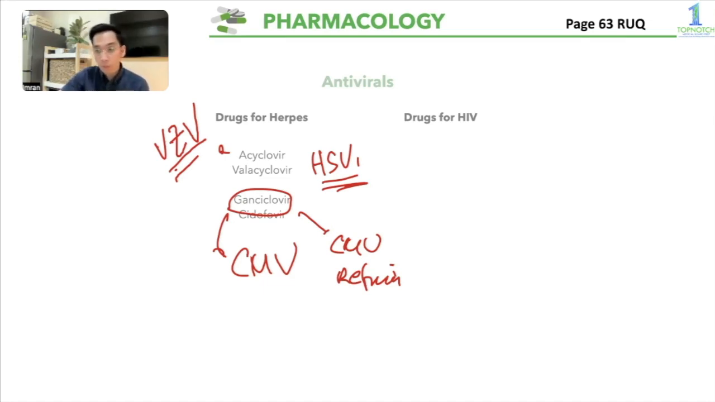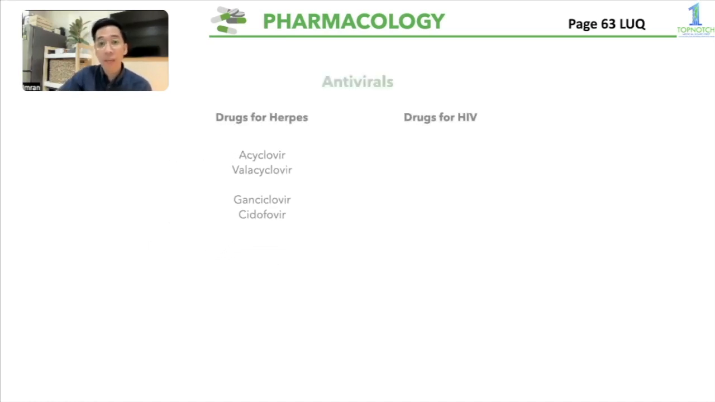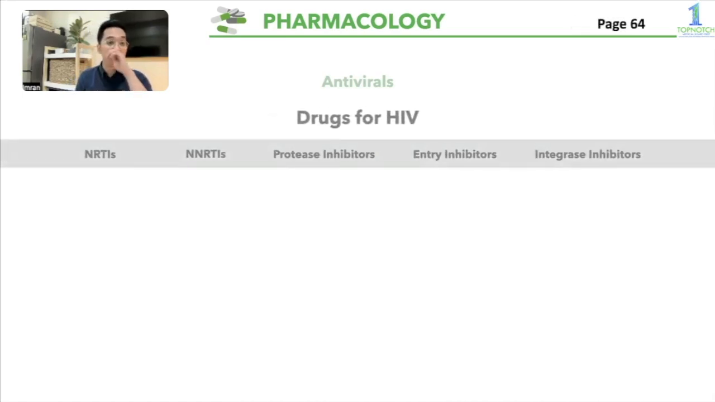Right? CMV retinitis. So, those are for the treatment of your cytomegaloviruses. Alright? So, next, punta tayo sa ating drugs for HIV. Okay, next, for your drugs for HIV, no, we have the following. We can classify them into your NRTIs or your NNRTIs, your protease inhibitors and your entry inhibitors, and your integrase inhibitors.